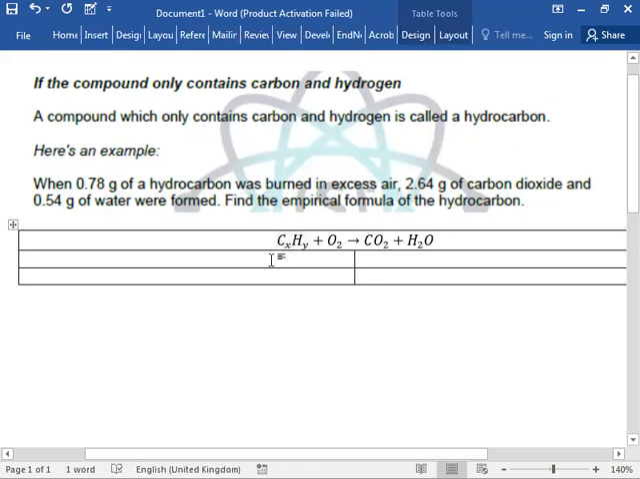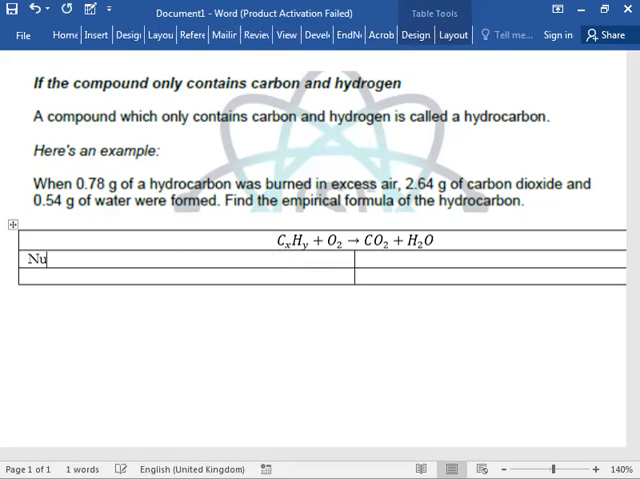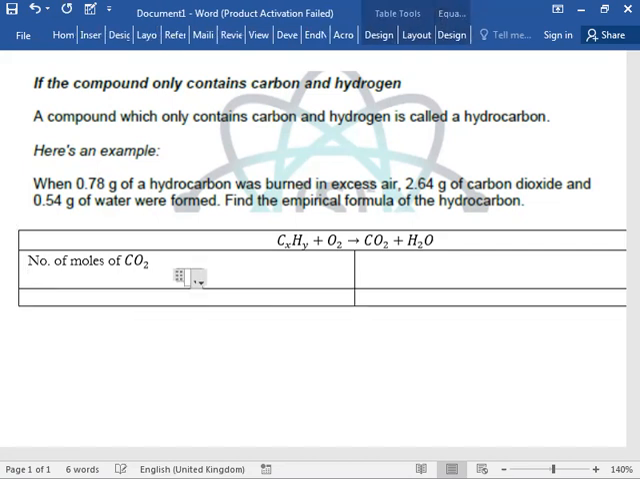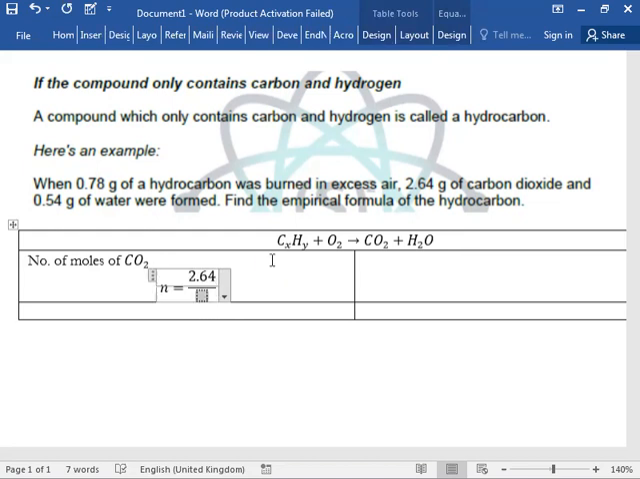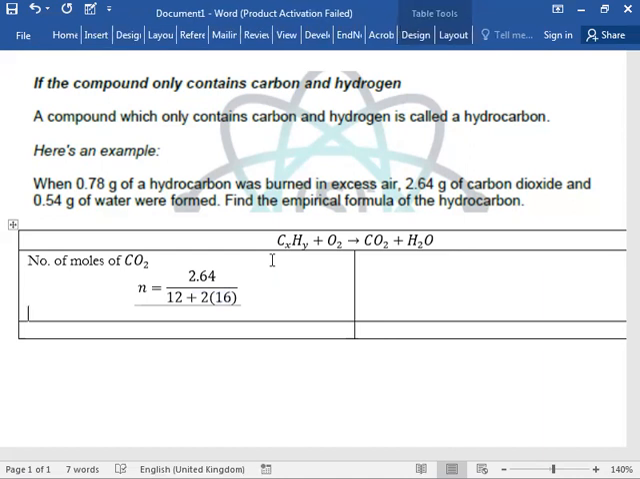So if I ask you, can you tell me the number of moles of carbon dioxide? Can you tell me how many moles of carbon dioxide would be there? You know the mass in grams of carbon dioxide. You divide it by its MR, carbon is 12, plus you have 2 oxygens, which is 16 each. Can you tell me the number of moles of carbon dioxide that you get? I'm doing it a bit lengthy way so that you understand the entire process.